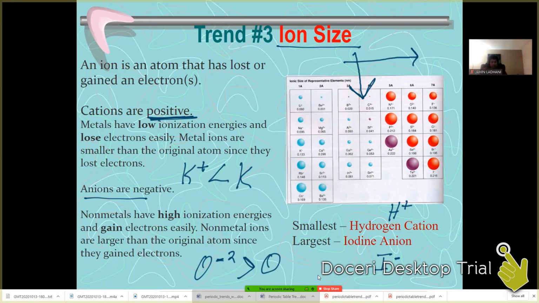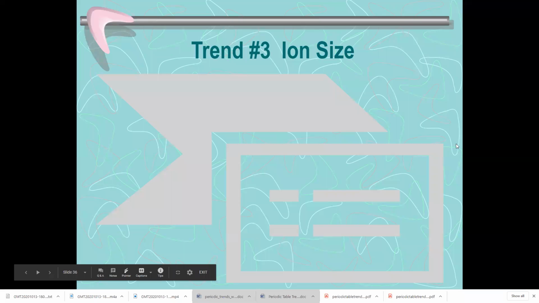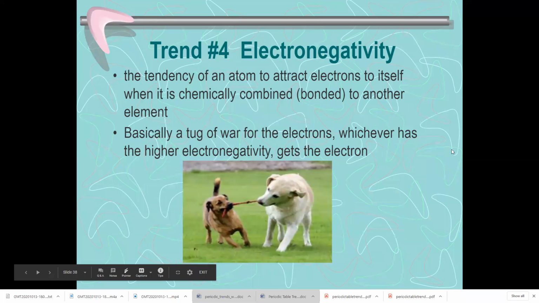All righty. Next one, electronegativity. That's a slide that needs to be taken out. We've already talked about that.